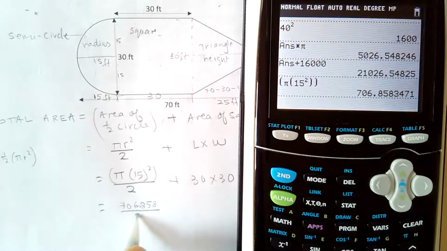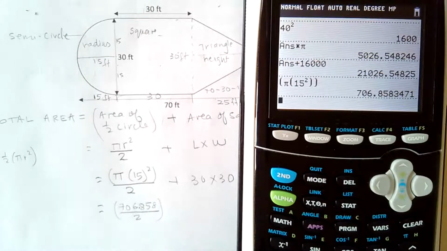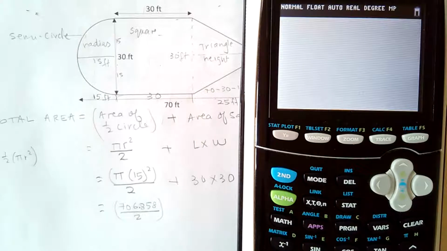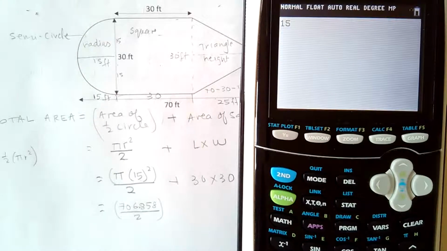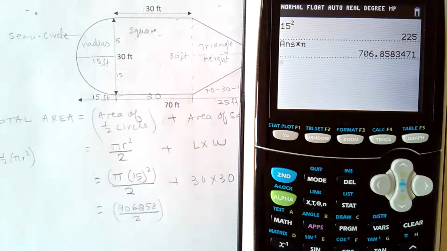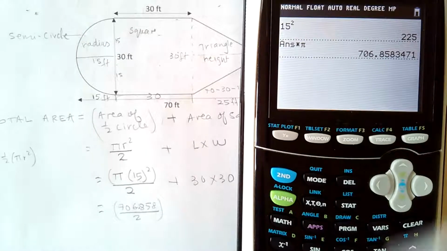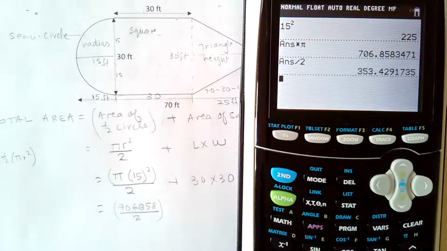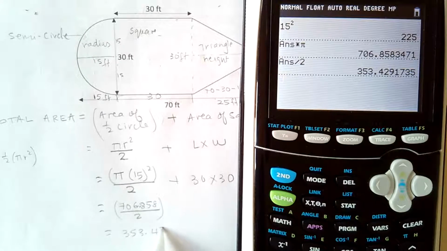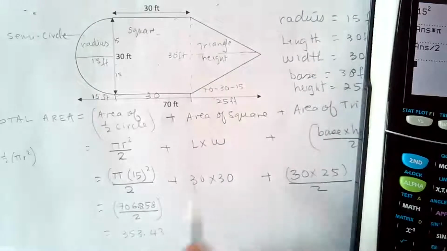858, divided by 2. Another way of doing that is you could start out with 15 squared, times pi. And you'll end up with the same result. Then you divide it by 2 to give you 353.43 square feet.